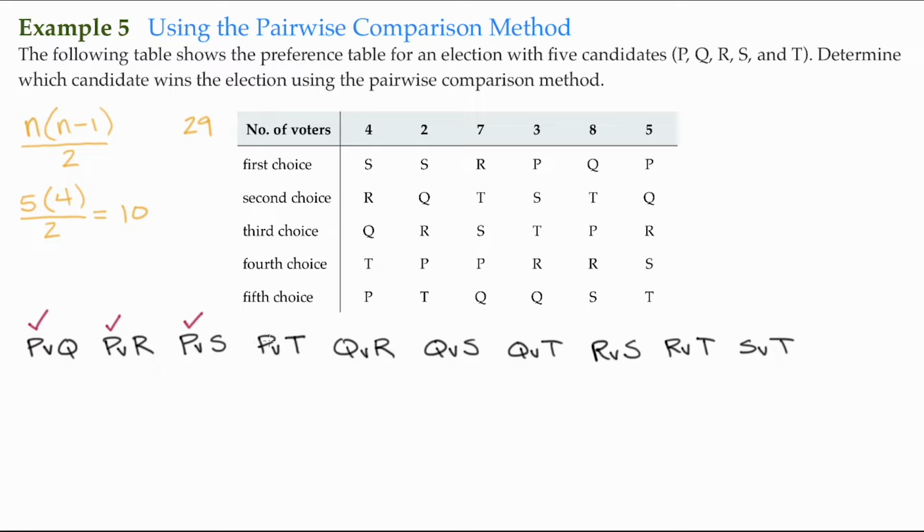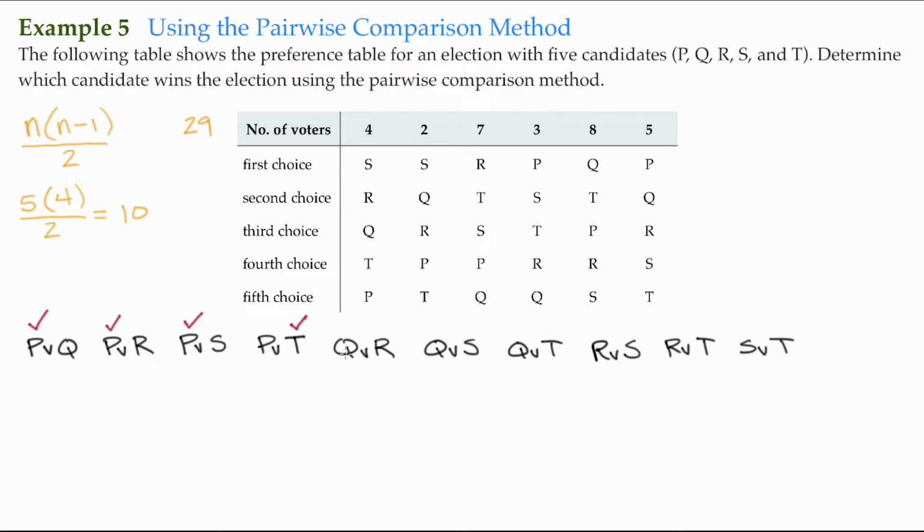We compare candidate P to candidate T. T is higher than P. P is higher than T, so P gets 2 points. Or it gets these 2 votes, I should say. T higher than P. P higher than T. So P gets 3 more votes. There's 5. And P and T, so there's 10. So that means that T gets the other 19. So T beats P. So then T wins.